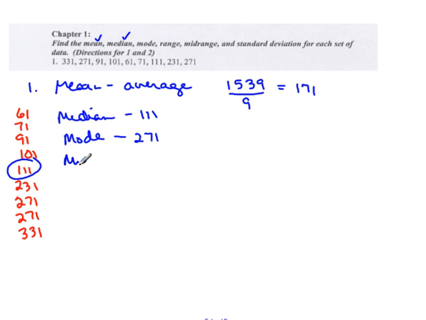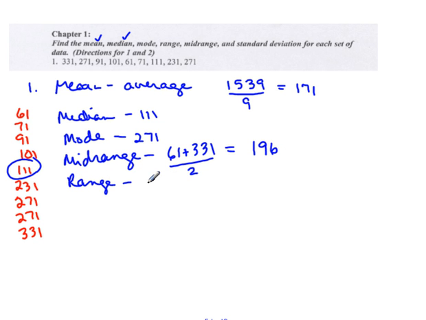The mid-range is, as it sounds, the middle of the range. So instead of subtracting like we do in the range, what you're going to do here is add the smallest number plus the largest number and divide by 2. So you're taking the average of the extremes, the largest and smallest number. When I do that, I get a value of 196. The range, again, you just subtract the largest and the smallest. So 331 minus 61, you get a range of 270.